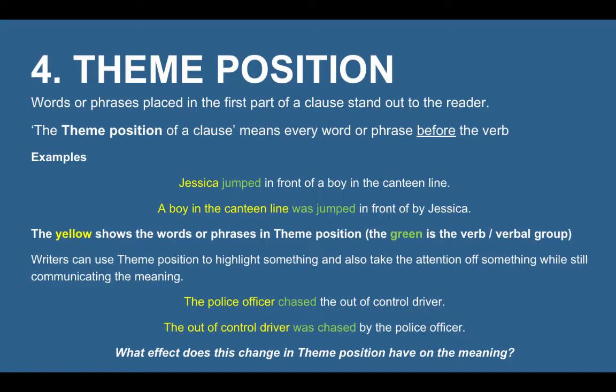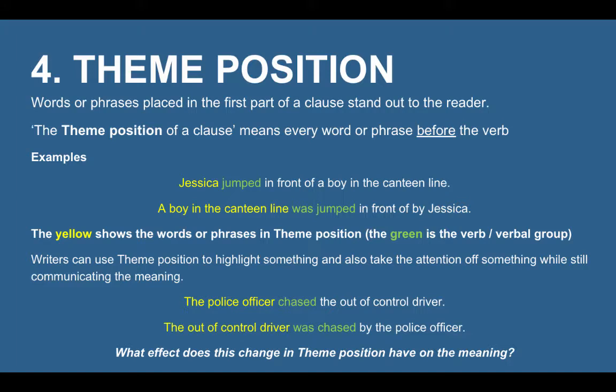So for an example, these sentences down the bottom here: the police officer chased the out-of-control driver versus the out-of-control driver was chased by the police officer. The focus on the out-of-control driver makes us visualize the out-of-control driver more than the police officer in this second sentence. Whereas the first sentence really has the emphasis on the actions of the police officer.